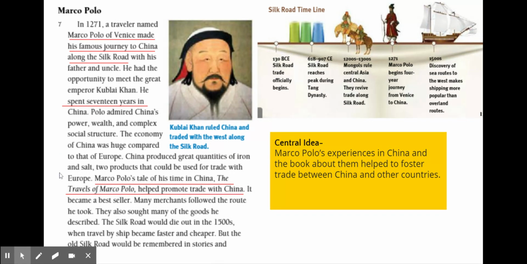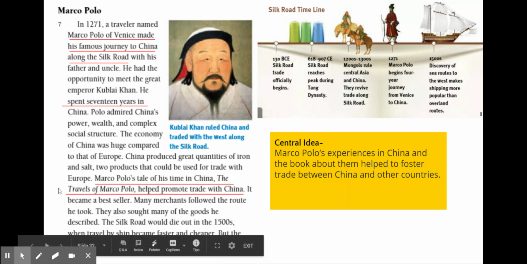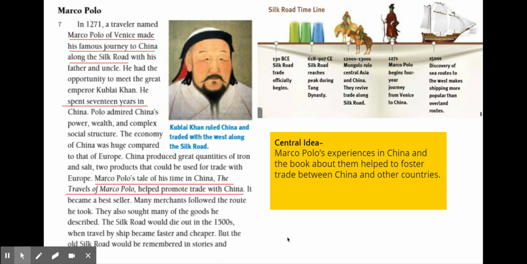Marco Polo's tale of his time in China, The Travels of Marco Polo, helped promote trade with China. It became a bestseller. Many merchants followed the same route he took. They also sought many of the goods he described. The Silk Road would die out in the 1500s when travel by ship became faster and cheaper. But the Silk Road would still be remembered in stories today.